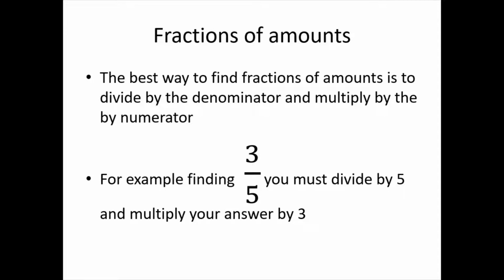Hello. And in this quick lesson, we'll be looking at how to find fractions of amounts, and just a quick recap of how we do that. So the best way to find fractions of amounts is to divide by the denominator and multiply by the numerator. For example, finding 3/5 of an amount, you must divide by the 5, the denominator, and then multiply your answer by the 3.